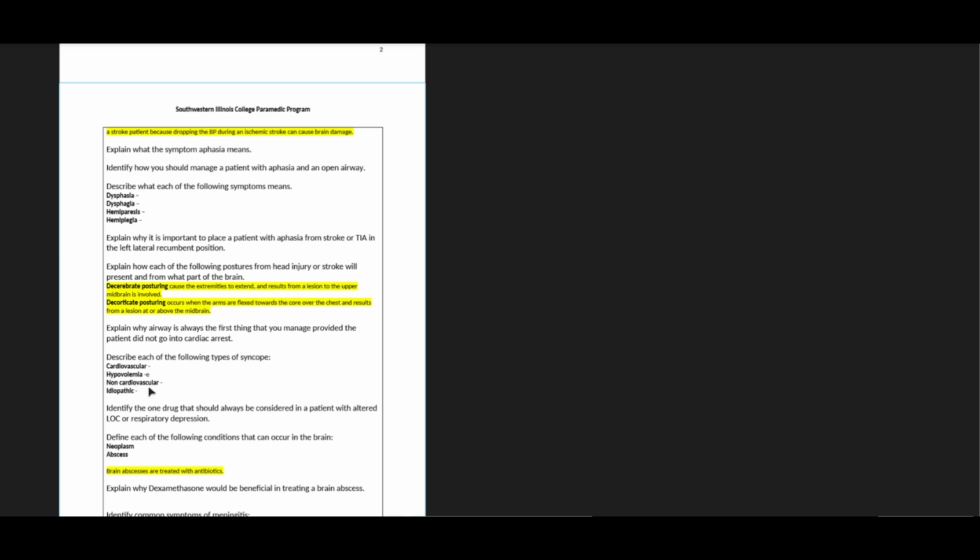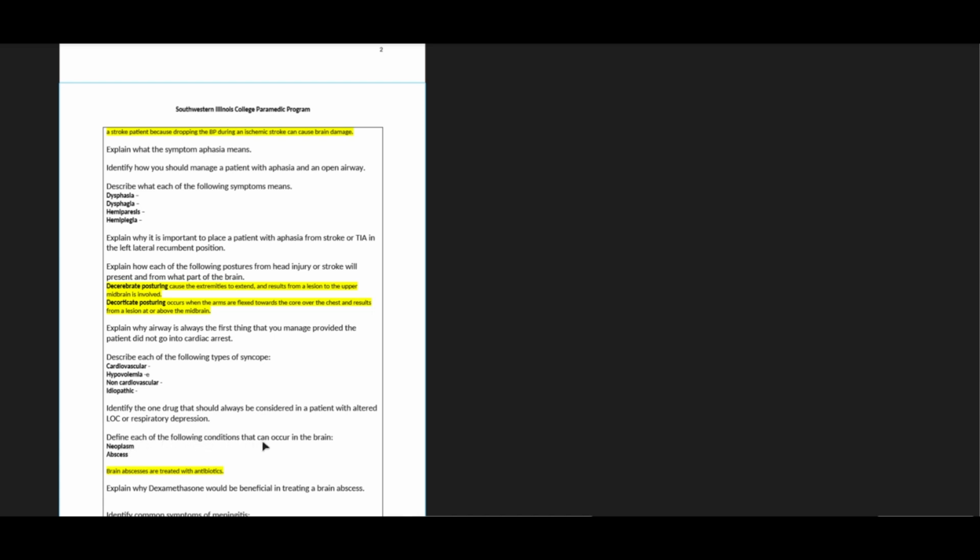And then non cardiovascular, this is just all other medical causes of syncope. And then idiopathic is unknown. So non cardiovascular, you know the cause, but it's not cardiovascular and it's not hypovolemia. And idiopathic is you don't know the cause, but it could potentially be those things. You just don't know. Identify the one drug that should always be considered in a patient with altered LOC or respiratory depression. This is going to be naloxone, the key word there being respiratory depression.